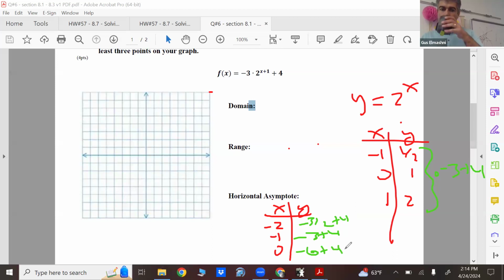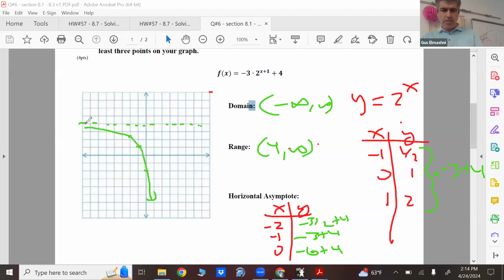Okay. Yeah, there you go. The domain's always all real numbers for these. The range is determined by the horizontal asymptote, which is that. That's -2, 2.5. -1, 1. 0, -2. Just like that.